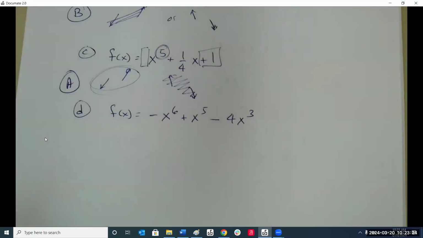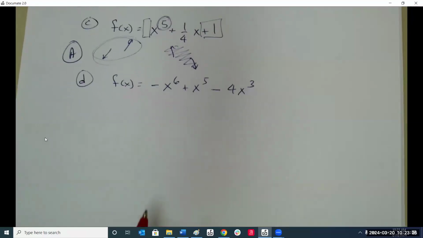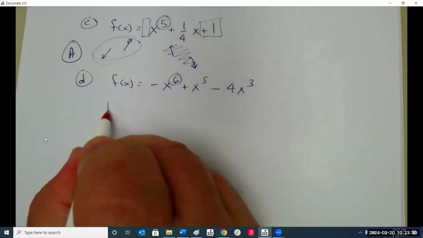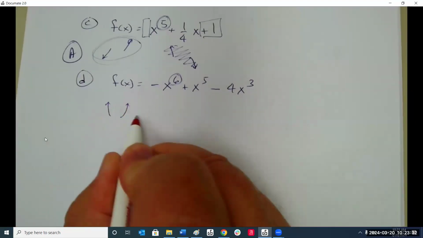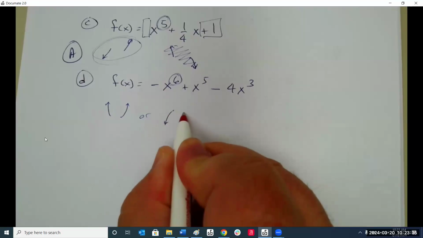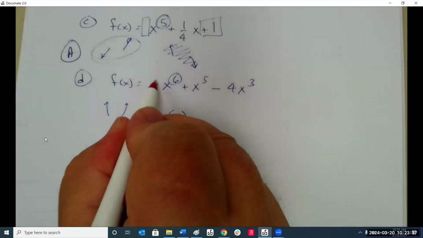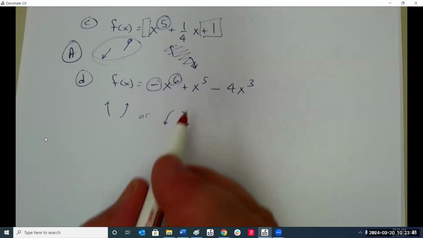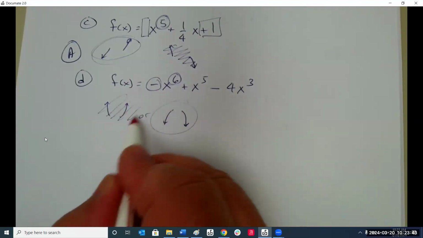This is only 4 choices, so we know what the last one is. But let's look at this. It's an even degree, which means that either they both point up or they both point down. Since it's negative, which one is it? In other words, it has to be pointing down.